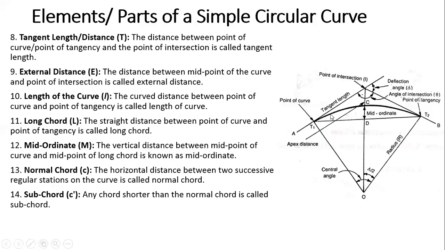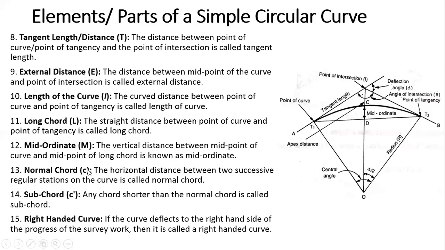And the chords between this point here and this point here are all either 20 meter or 30 meter. These are called your normal chords. A normal chord is always denoted by C, and a subchord is always denoted by C dash. Just remember that the first chord and the last chord are subchords, and all other chords in between are normal chords.